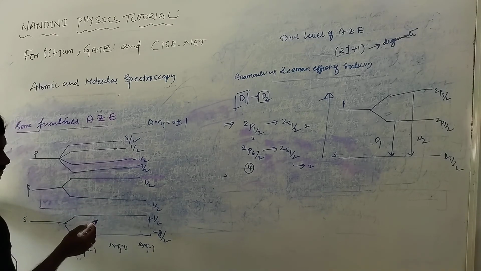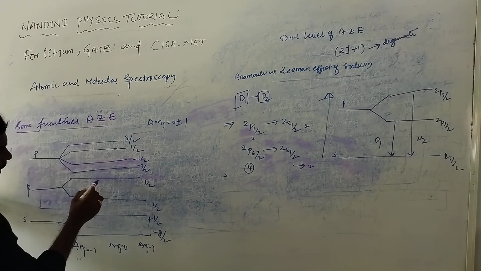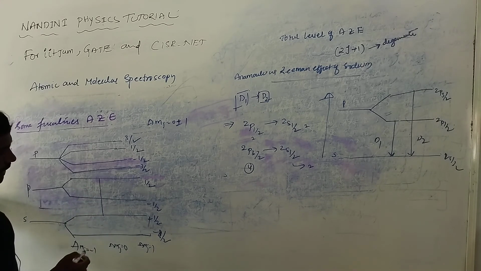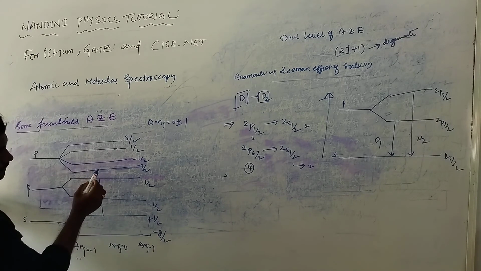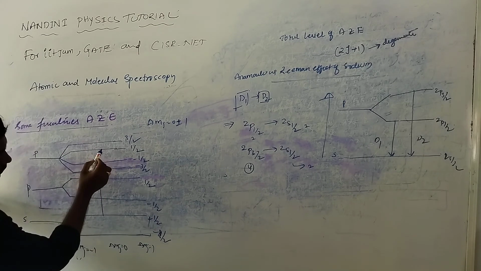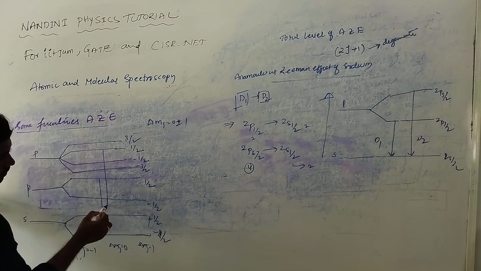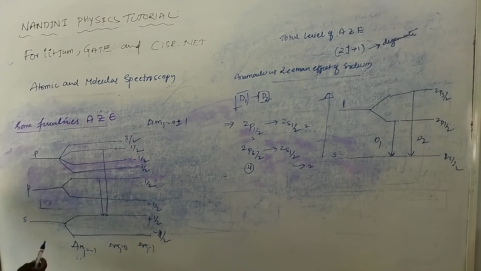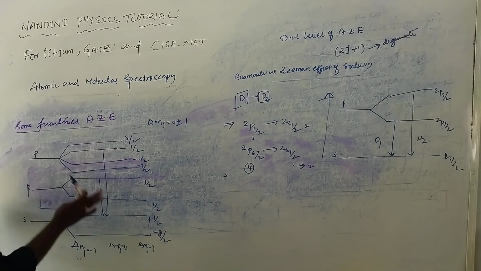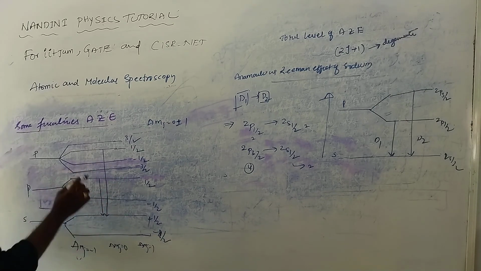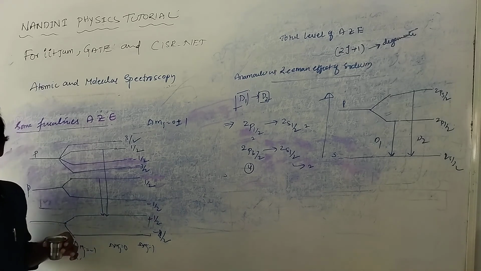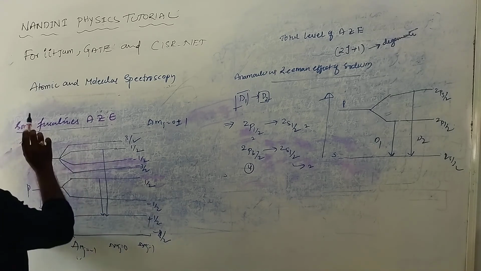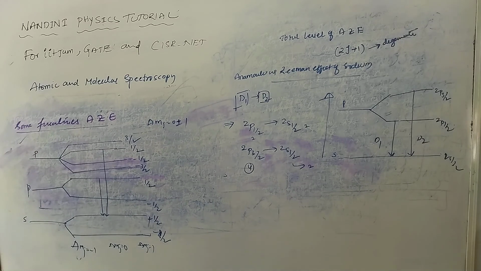0 to 0 will be possible when 1/2 to 1/2, and similarly here 1/2 to plus 1/2. So, only 2 lines, I think 2 lines maybe. If you draw the pattern you can understand the transitions; you have to place the transitions. So, this is about the sodium D1 D2 lines.